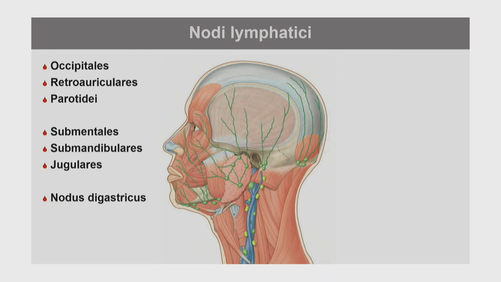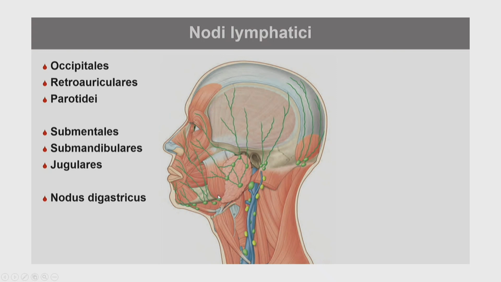In the head and neck region, we have some groups of lymph nodes. We have the occipital lymph nodes. We have the retroauricular lymph nodes. Be careful here, in some books you can find them called the mastoid lymph nodes, for example. We have the parotid lymph nodes, which are divided into superficial and deep.